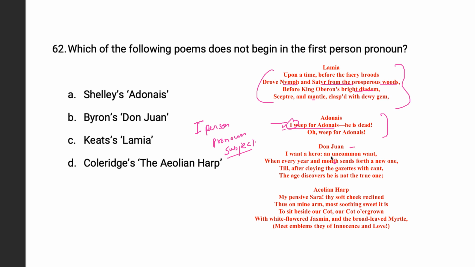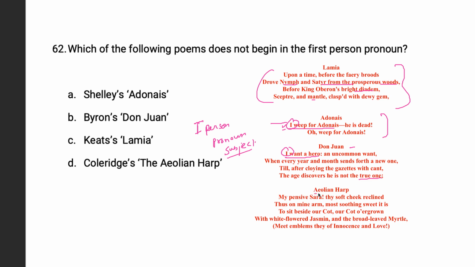Similarly, Don Juan, I want a hero. Again, I want a hero, an uncommon want, when every year and month send forth a new one, till after cloying the gadgets with cant, the age discovers he's not the true one.